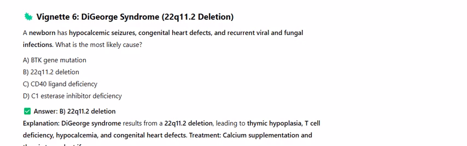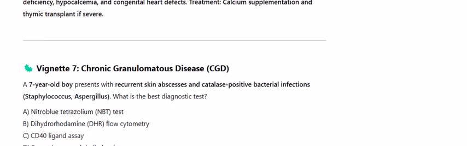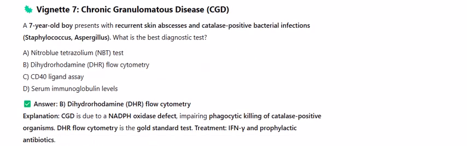Answer: 22q11.2 deletion. Explanation: DiGeorge syndrome results from a 22q11.2 deletion, leading to thymic hypoplasia, T-cell deficiency, hypocalcemia, and congenital heart defects. Treatment: calcium supplementation and thymic transplant if severe. Vignette 7, Chronic granulomatous disease, CGD.